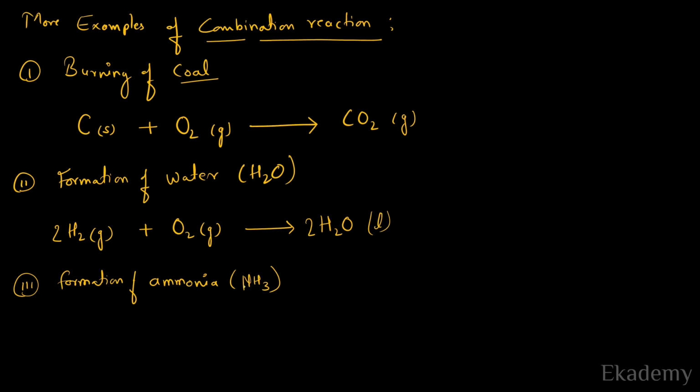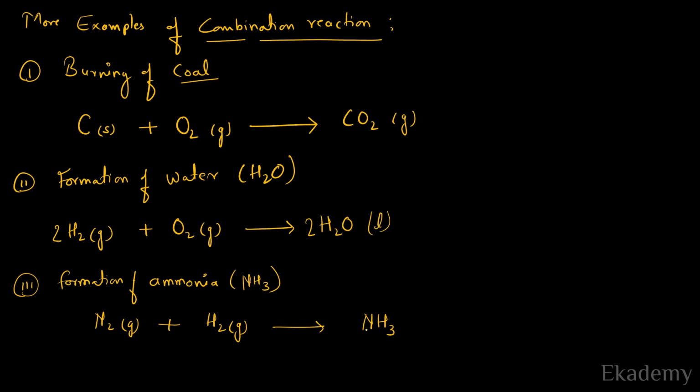So it needs nitrogen and hydrogen. Nitrogen is a gas. When it reacts with hydrogen gas, it forms a single product called ammonia, NH3. And you can see that it is not a balanced chemical equation and you need to balance it. So two hydrogen this side, three hydrogen this side. So it is not balanced. Two nitrogen this side, one nitrogen this side.